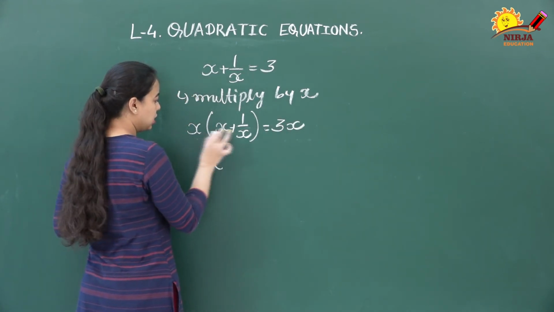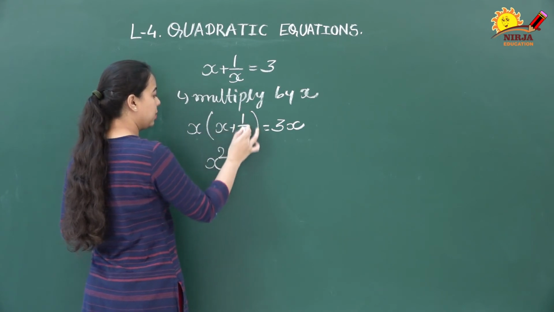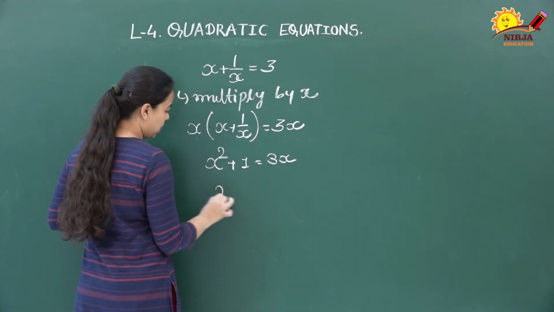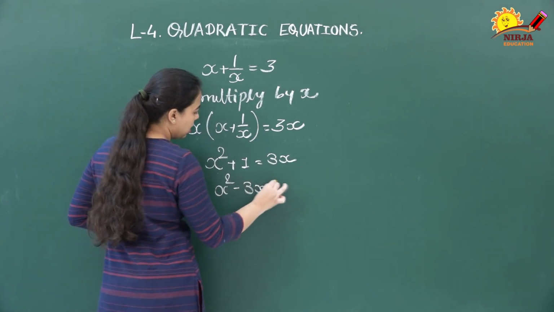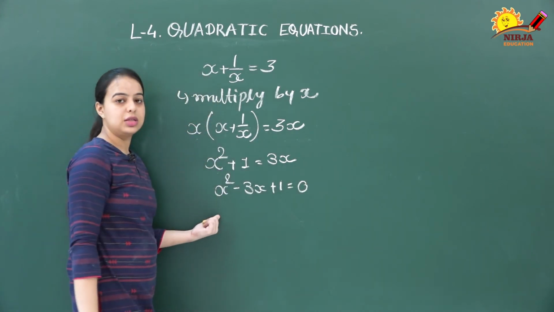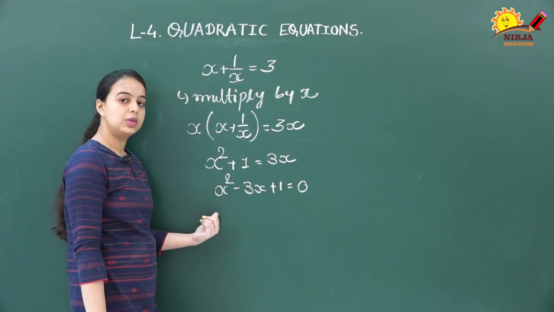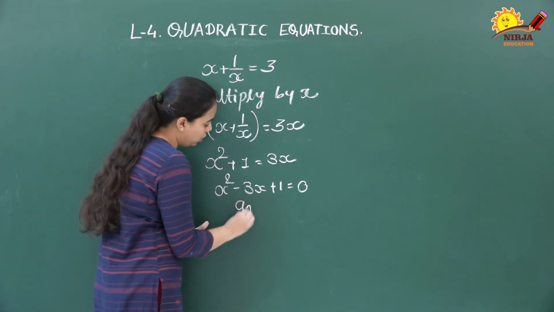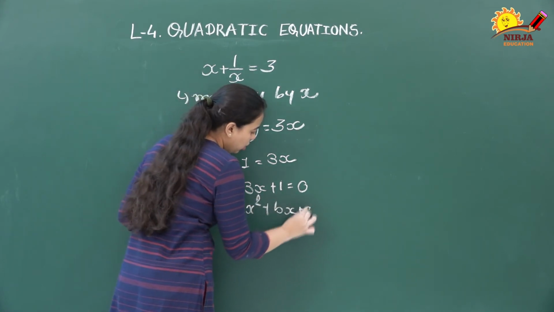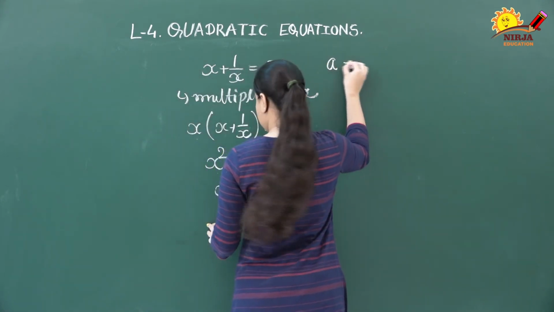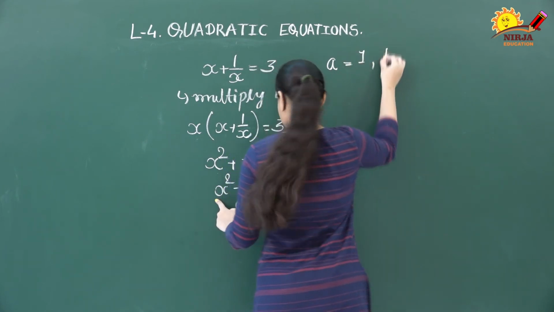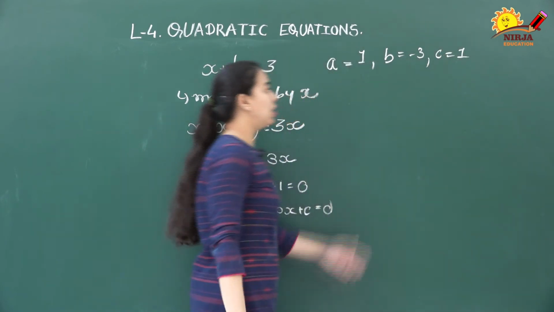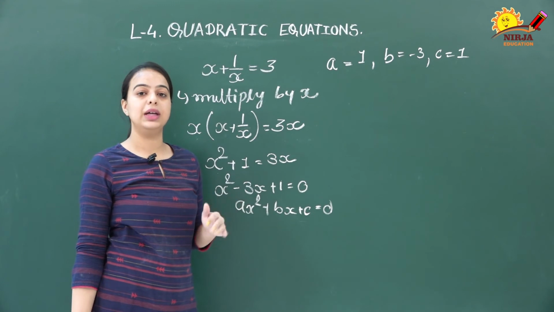Let's multiply x into x, x square, plus x into 1 upon x, 1, is equal to 3x. So this can be rewritten as x square minus 3x plus 1 is equal to 0. Now this is our quadratic equation. Let's compare this quadratic equation with our standard form, which is ax square plus bx plus c is equal to 0. So I got the value of a is equal to 1, b is equal to minus 3 and c is equal to 1. So let's find the solution of this equation by the quadratic formula.